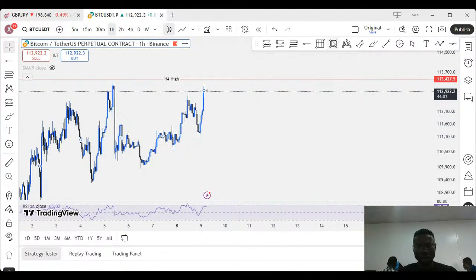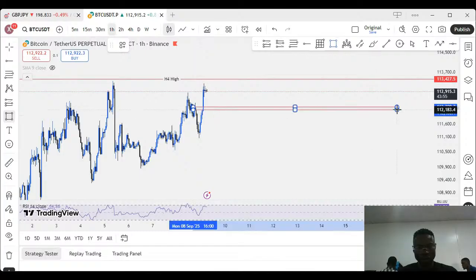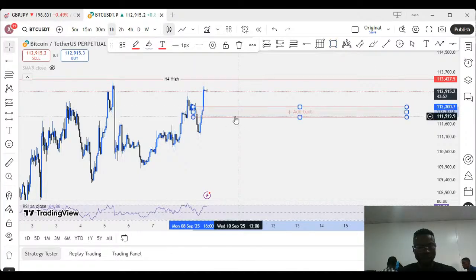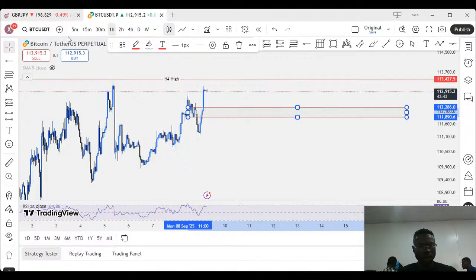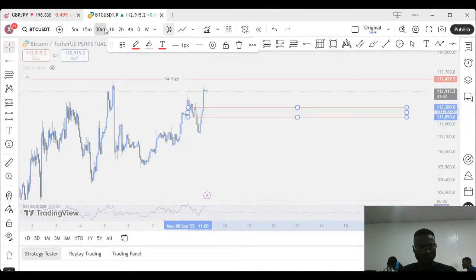Okay, I see something here. Let's try to observe our buy setup within this place. Just try to see if the market is coming back to retest this place to take our buy. Let me go to 30 minutes.